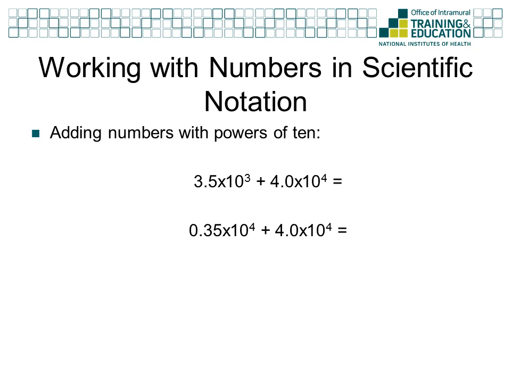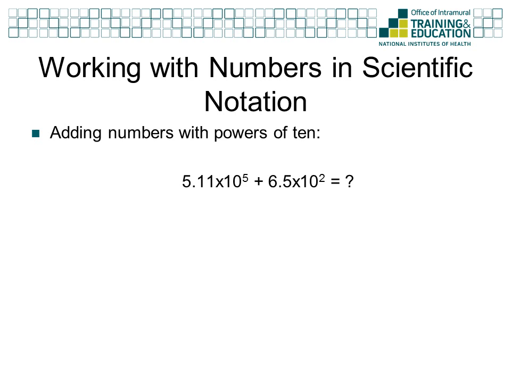Since we would be adding 1 to the exponent, we would then move the decimal place to the left. So our problem would now read 0.35 times 10 to the 4th plus 4.0 times 10 to the 4th. Now we just add the root numbers 4.0 and 0.35 together, and we get 4.35 times 10 to the 4th. Now see if you understand the principles of adding numbers in scientific notation by working out this problem. 5.11 times 10 to the 5th plus 6.5 times 10 to the 2nd.